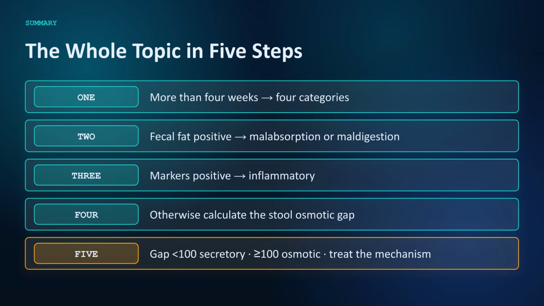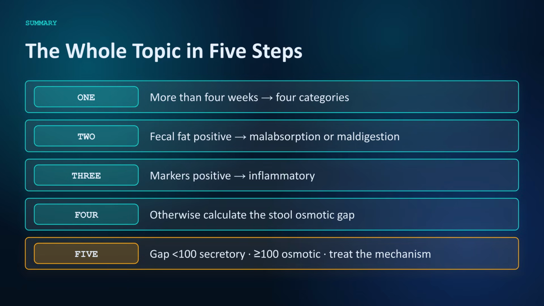Let us pull it together. Chronic diarrhea means more than 4 weeks, and there are 4 categories: watery, fatty, inflammatory, and functional or structural. Work the algorithm from the top. Check fecal fat. A positive result means malabsorption or maldigestion. Check inflammatory markers. A positive result means inflammatory disease.